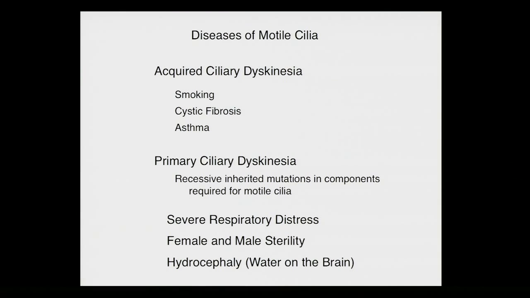Now, in addition to these diseases, there's also something called primary ciliary dyskinesia, which is a disease that arises when you have an inherited mutation that affects the formation of the ciliated cell itself. And when these patients appear in the clinic, it's inevitably at birth because they have a severe respiratory distress, because they can't clear things out of the lung. Later in life, they're, of course, sterile for the reasons I alluded to in the slide that I showed you earlier. And they also have water on the brain, or hydrocephaly, which is due to the fact that the central canal of the brain is coated with multiciliated cells, and this is the way you propel the cerebrospinal fluid through the ventricles.